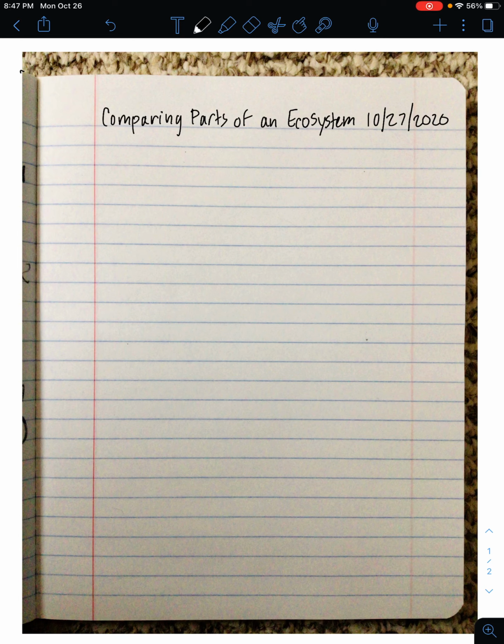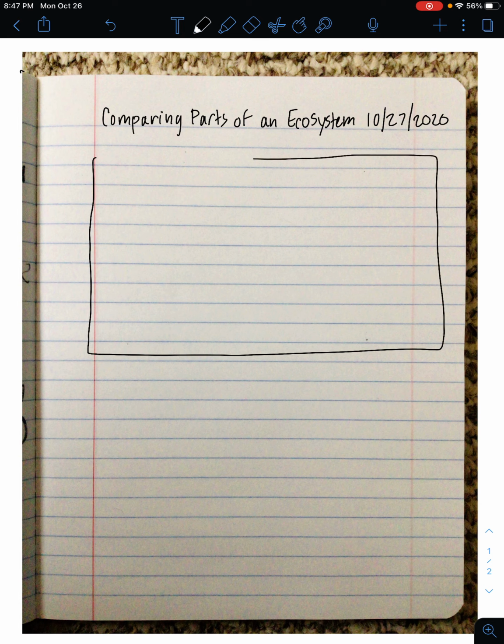First, I'm going to set up a table that I will use to organize my information. I am going to draw a table that takes up the top half of my notebook page. And I'm going to put one line across and one line down.